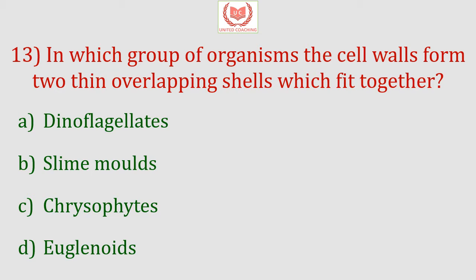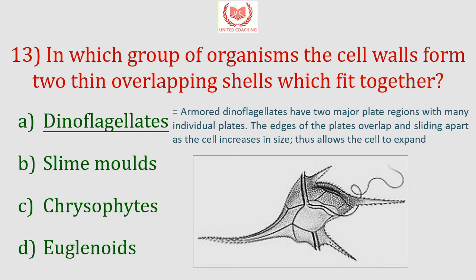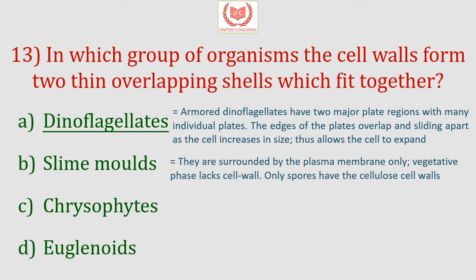So is it dinoflagellates, slime molds, chrysophytes or euglenoids? So answer is dinoflagellates. Now in dinoflagellates, the armored dinoflagellates have two major plate regions with many individual plates. The edges of the plate overlap and slide apart as the cell increases in size, thus allowing the cell to expand. Now slime molds, they are surrounded by the plasma membrane only.